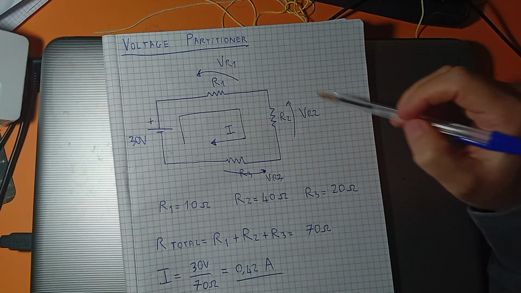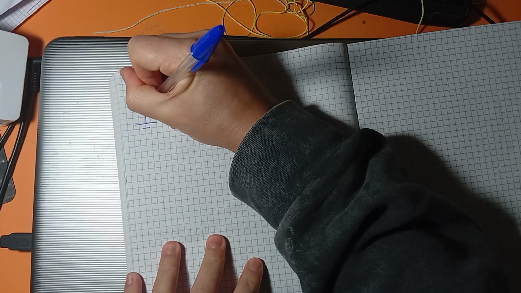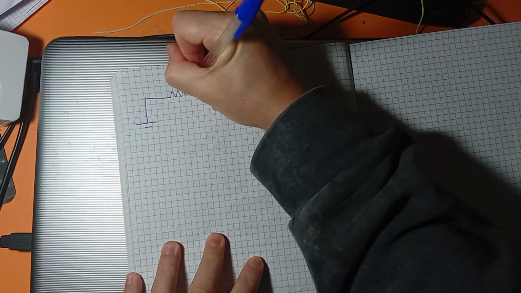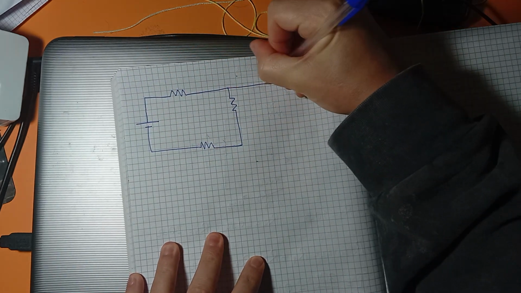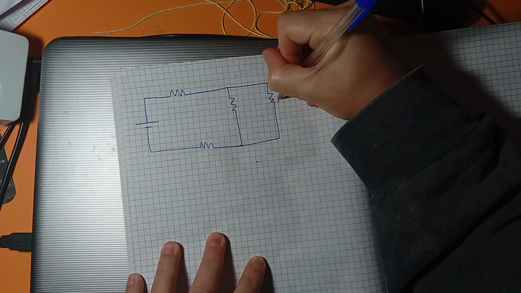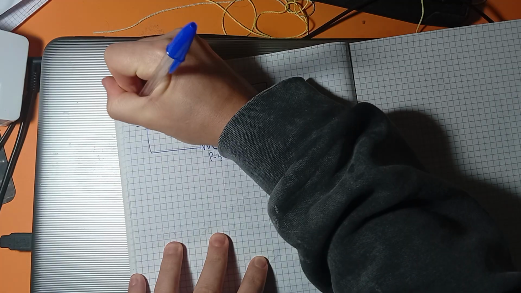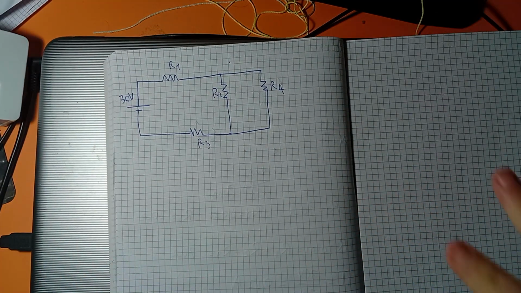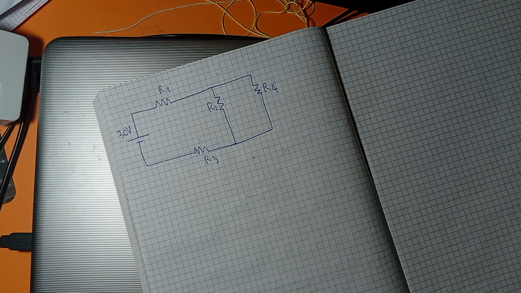Now, let's imagine I have a parallel here. Let's imagine the same circuit, but here I have another resistor in parallel. Let's draw it. Let's imagine I have a circuit made like this: R1, R2, R3, and another one, R4, and still 30 volts here. What should I do in this case? The voltage drop, or the voltage partitioner, still works in the same way.